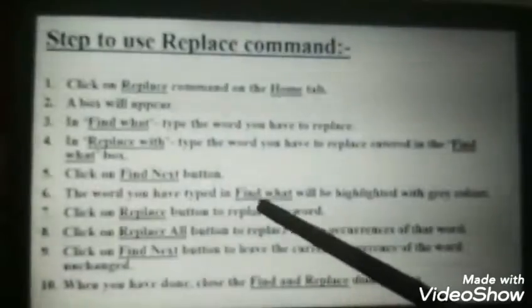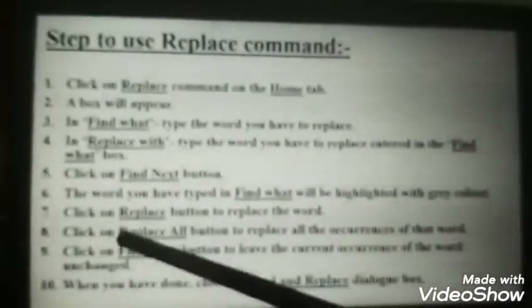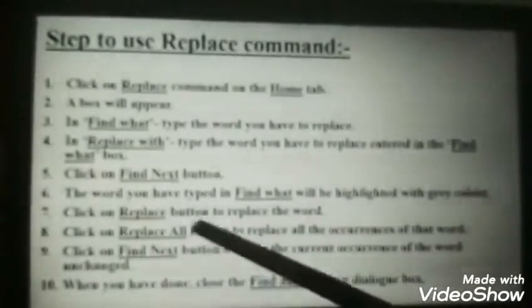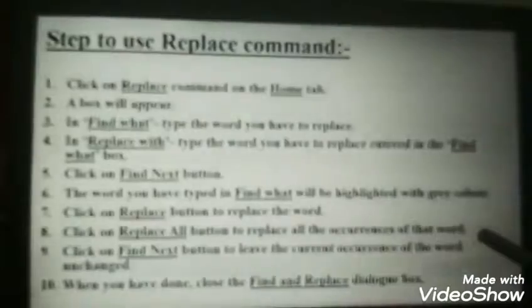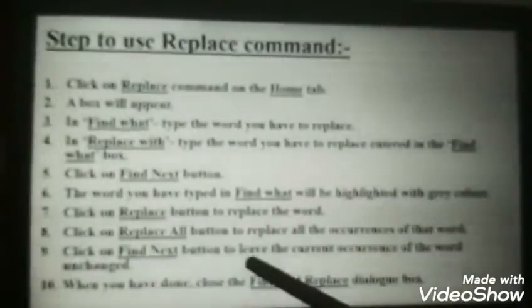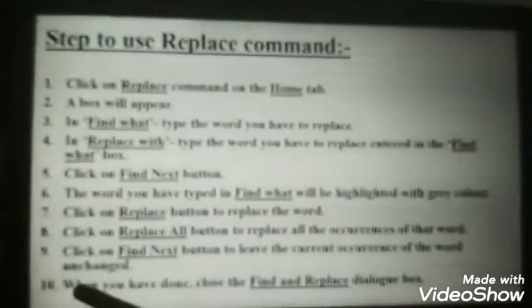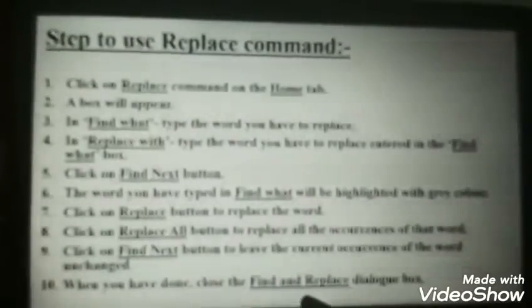The word you have typed in find what will be highlighted with grey color. Then click on the replace button to replace the word. Click on the replace all button to replace all the occurrences of that word, and click on the find next button to leave the current occurrence of the word unchanged. Then when you have done everything, you have to close the find and replace dialog box.